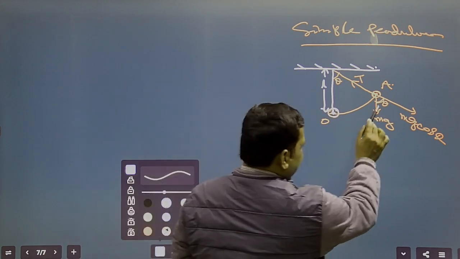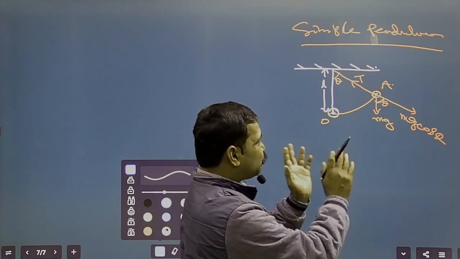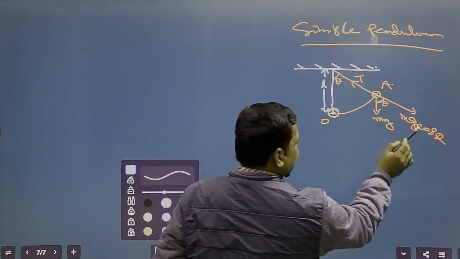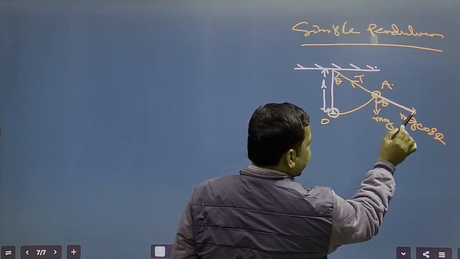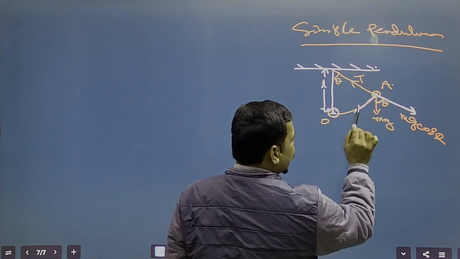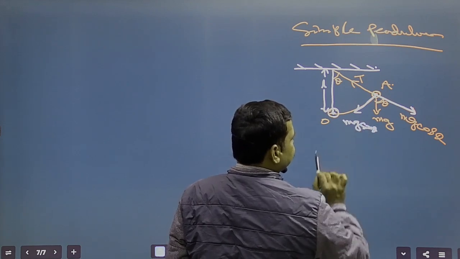Now mg, weight, is a vector quantity, so we can resolve this mg into its two rectangular components. So we will get mg cos theta along this direction, that is the horizontal component, and this one will be the vertical component. So this will be your mg sin theta, right?